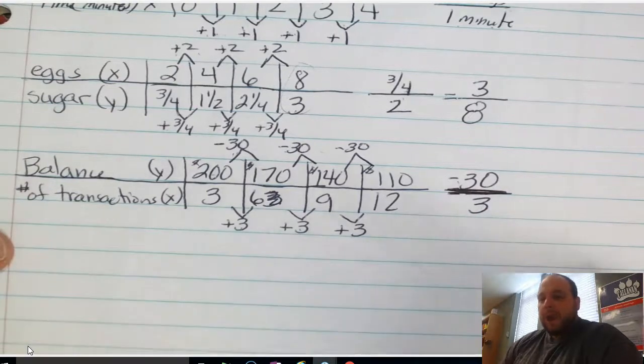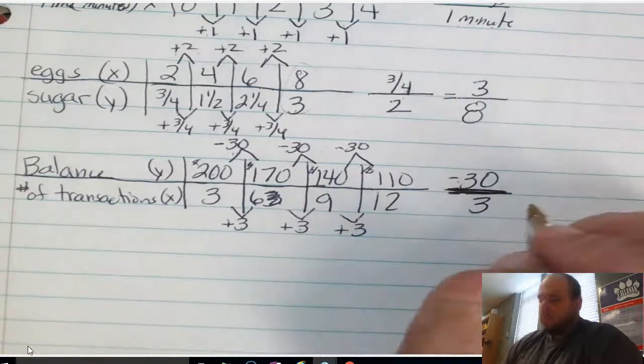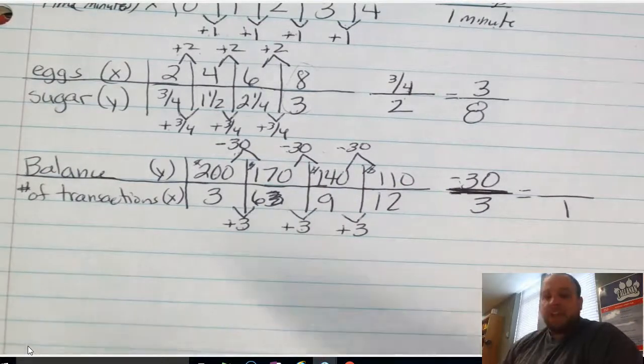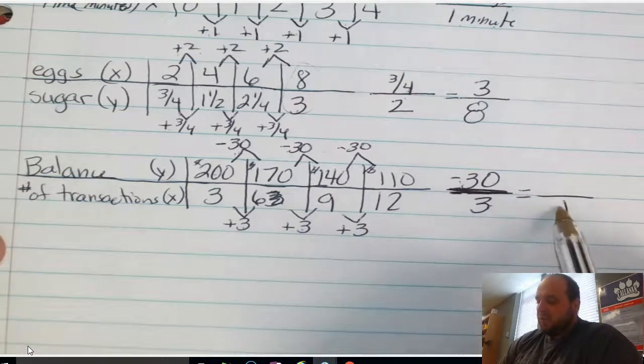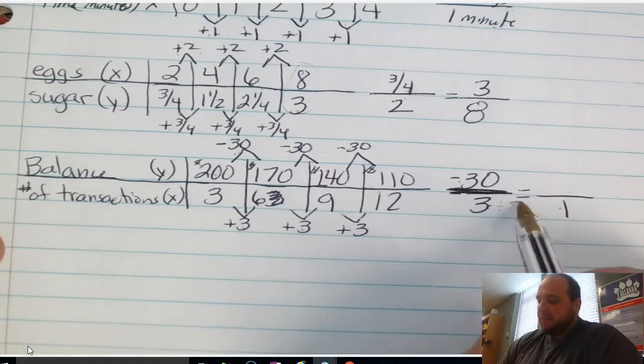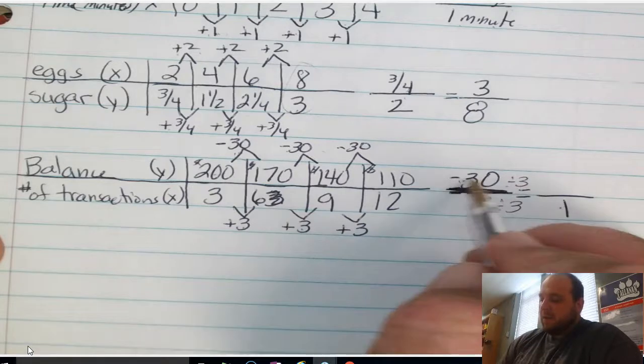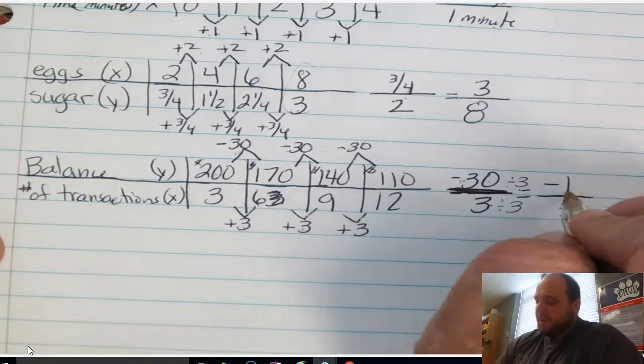But I could simplify this down into a unit rate. A unit rate would be anything that's over 1. So for every 1 transaction, if I was trying to figure out how much money I withdrew each transaction, going from 3 to 1, I would have to divide by 3, which means I'd have to divide this by 3. And when I take negative 30 and divide by 3, I get negative 10.